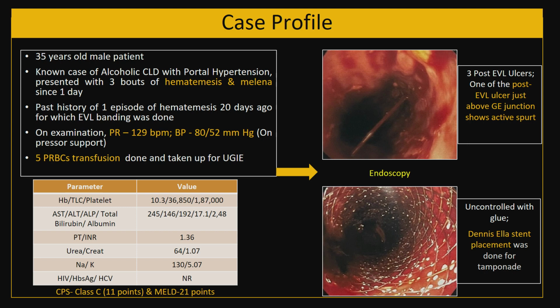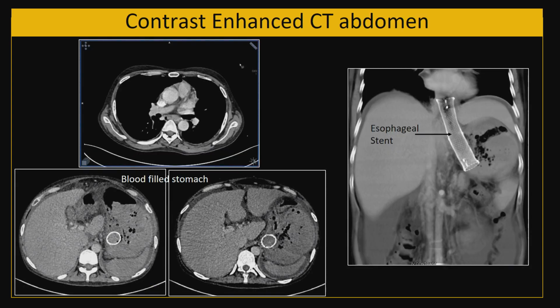For which they had done endoscopic band ligation. But this time when they entered, they saw at least three post-EVL ulcers, and one of these ulcers had active spots. So in view of the patient's condition and the active spot, they put this tamponade stent called a Denis-Ella stent. This is just a prophylactic stent to prevent further bleeding, because it will give a tamponade and stop the variceal bleeding temporarily. But after that, we have to do something to permanently relieve this issue of variceal bleeding.